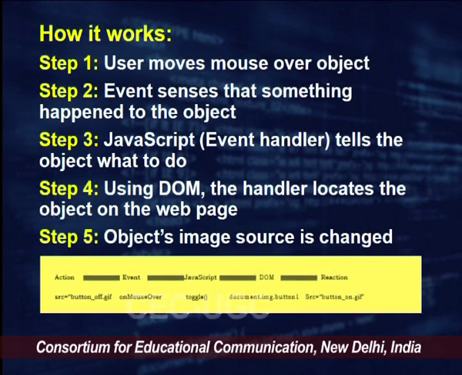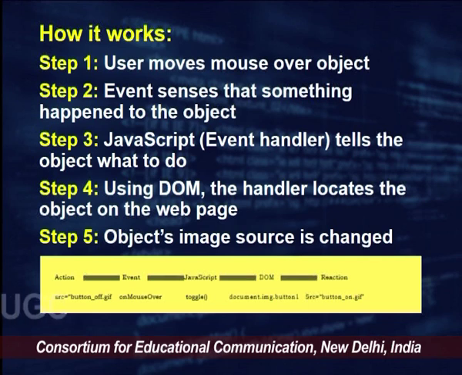So, how does this whole event thing work basically? We understand that there is a document object model which JavaScript will always reference, right. This document object model plays a very important role in locating the object on the web page. So, first, say for example, we are looking at the mouse over event. Say the user moves the mouse over any object, right. Now the event senses that something happened to the object, because the mouse has rolled over the object.